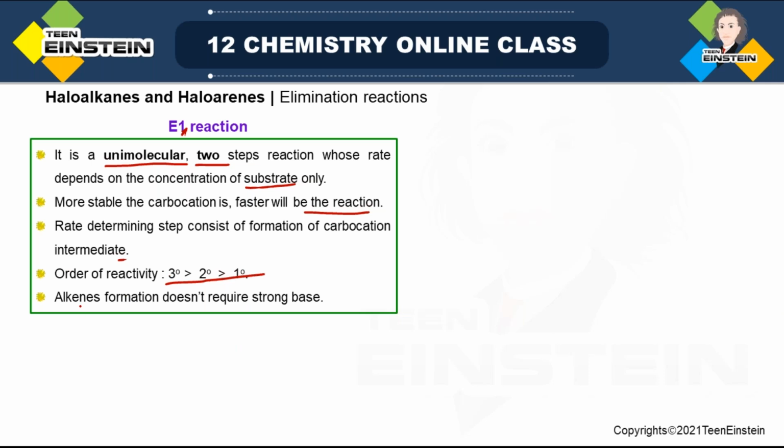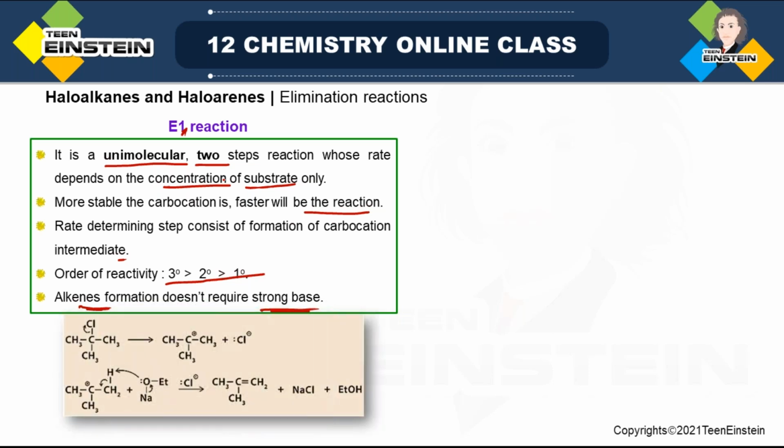And in this case, when you are making alkene, there is no requirement of a strong base. Even if you are using weak base, it is fine. And the reason is the same, because in the rate expression, there is concentration of substrate only, not the reagent. So what kind of reagent you are taking is not important here. So the example is, here we have taken this Me3CCl, that is tertiary, and tertiary substrate is a very good substrate.